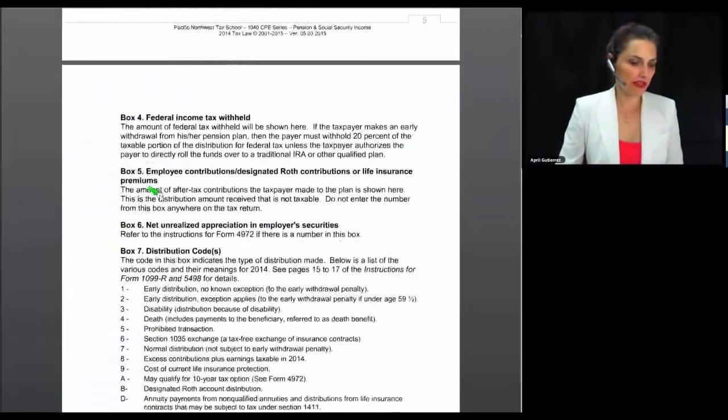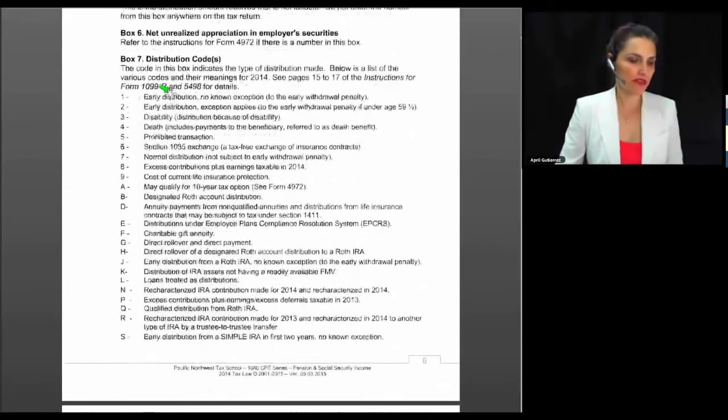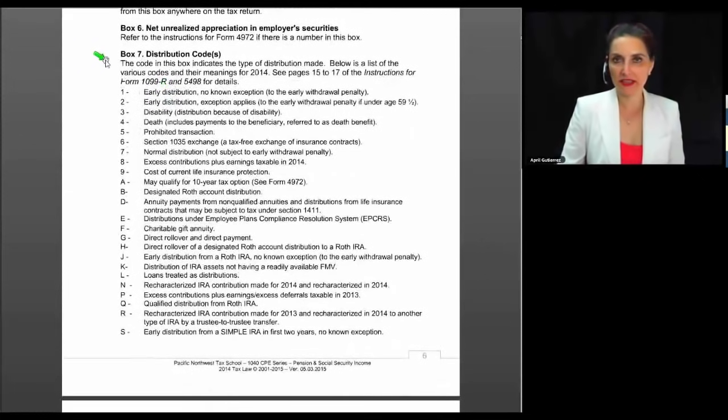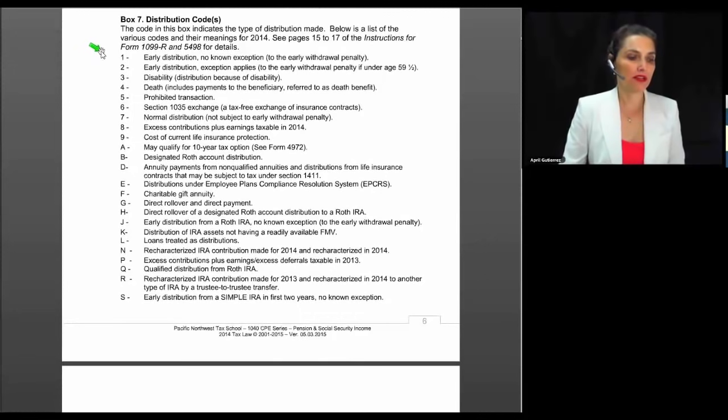Now, we're going to just flash through these box descriptions until we get down to box 7. I wanted to spend some more time on box 7 because, as I said, you need to have certain numbers memorized in your head. And the first one that I mentioned was Code 1. Code 1 means early distribution with no known exception to the early withdrawal penalty.